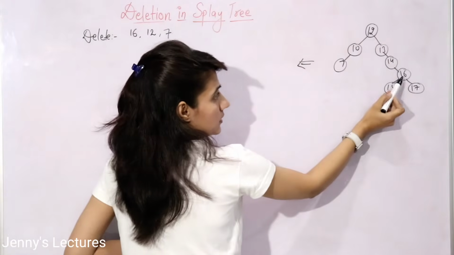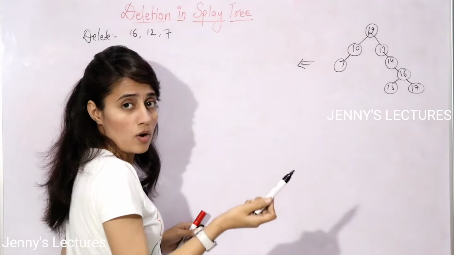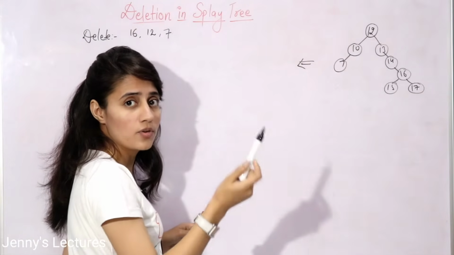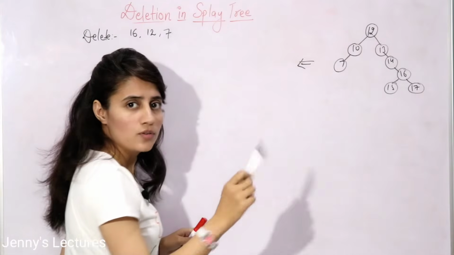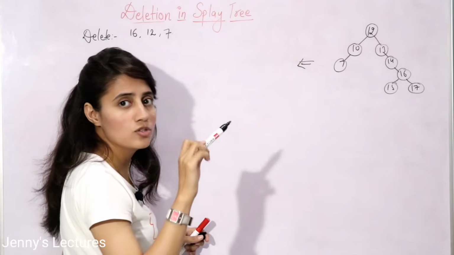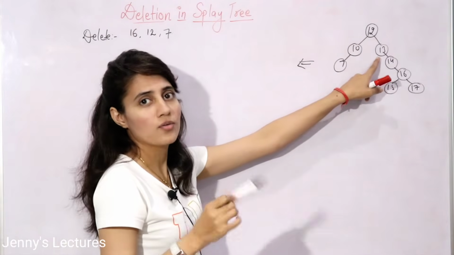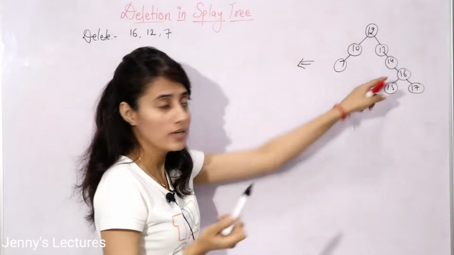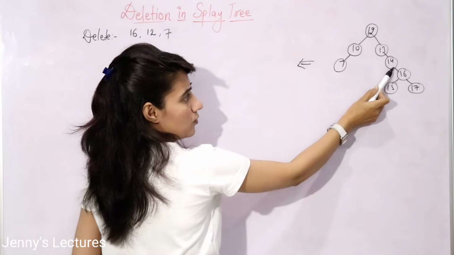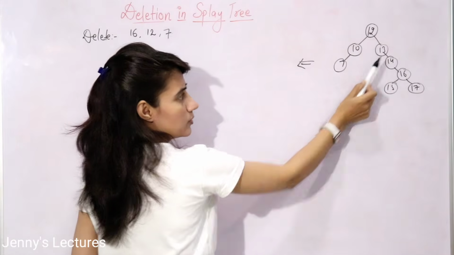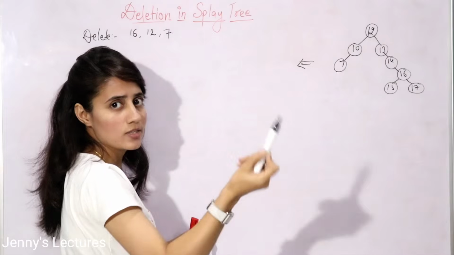Now see, 16 has a parent as well as a grandparent. How will you check that 16 has a parent as well as a grandparent? Check the parent of 16. If the parent of the node you want to delete is not the root node, it means obviously that it would have a grandparent. Now 16 is to the right of 14 and 14 is to the right of its parent. Both are on the same side. So it is what? A zig-zig situation.